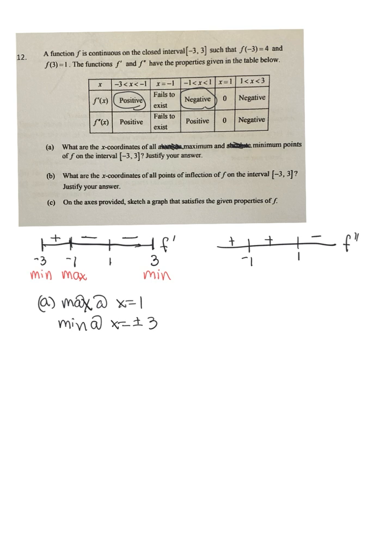Okay, all right, look at part B. It says, what are the x coordinates of all points of inflection? Well, remember, to have a point of inflection, you have to have a sign change. And the only sign change I have is right here at x equals 1, not here. There's no sign change here. We're not going from a positive to a negative or a negative to a positive. So your point of inflection is at x equals 1, and that's it.